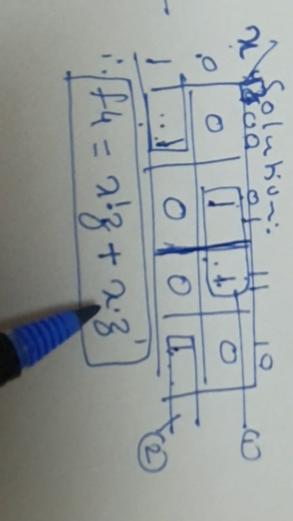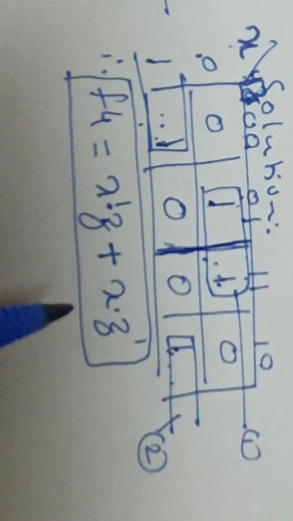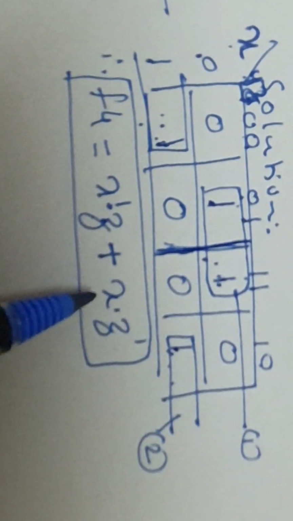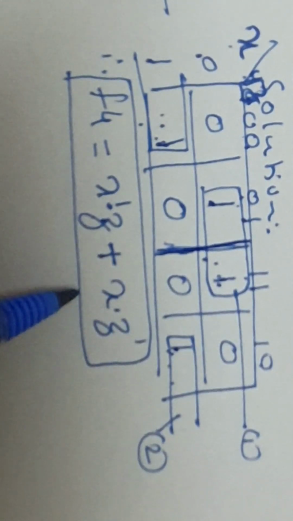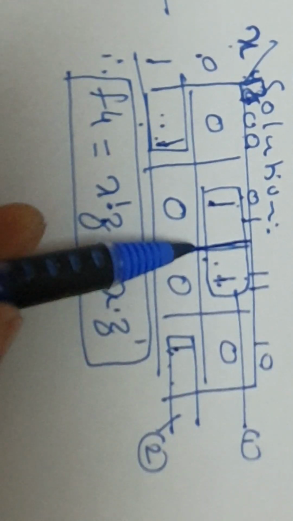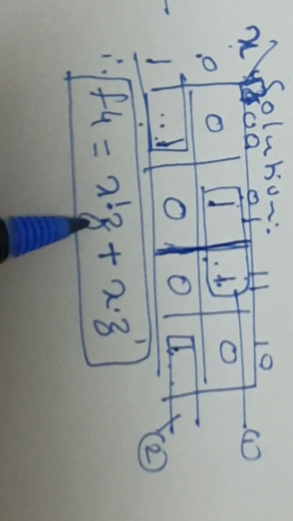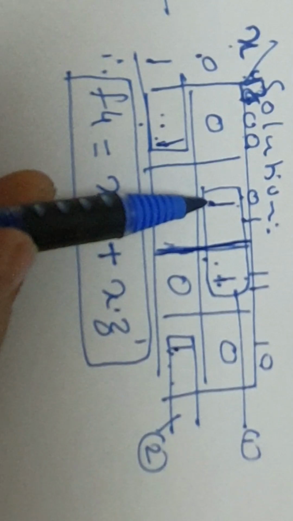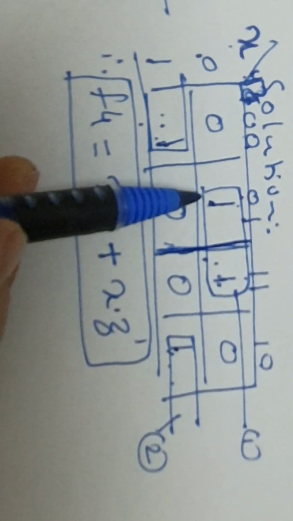So in any group, if there is at least one which is covered only in that group, then the prime implicant with respect to that group is called an essential prime implicant. Here two groups are there, two prime implicants we can write, and in each group one is there which is covered in only that group.